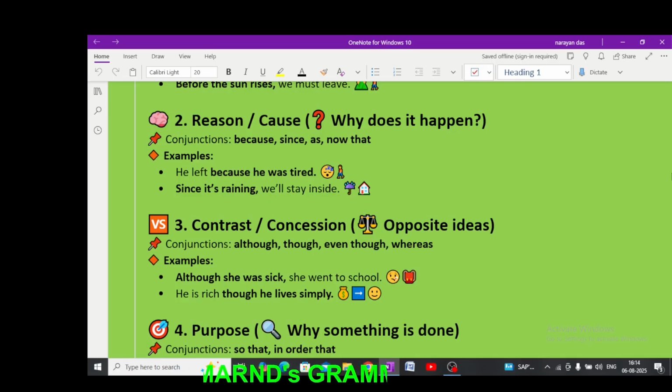So students, you can understand easily how different types of adverbial clauses answer certain questions asked to the verb. That is, they add extra, necessary information to the main clause.